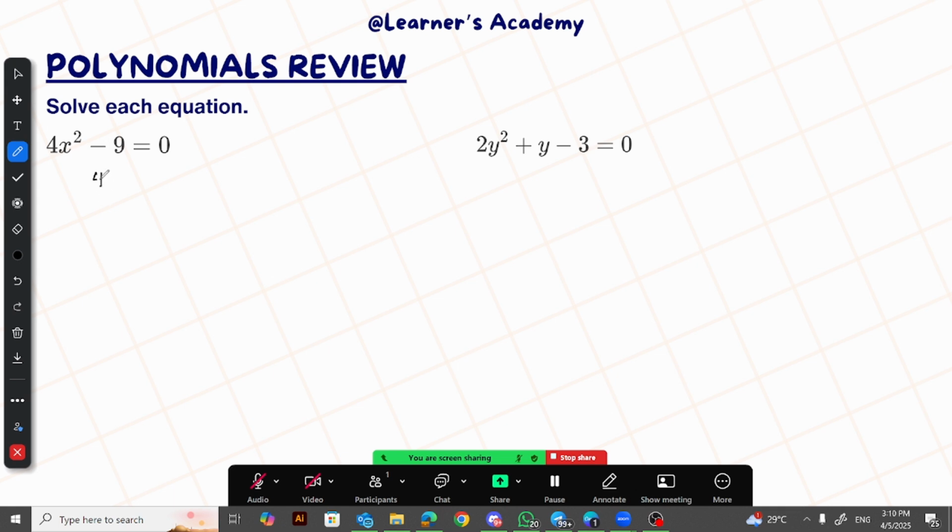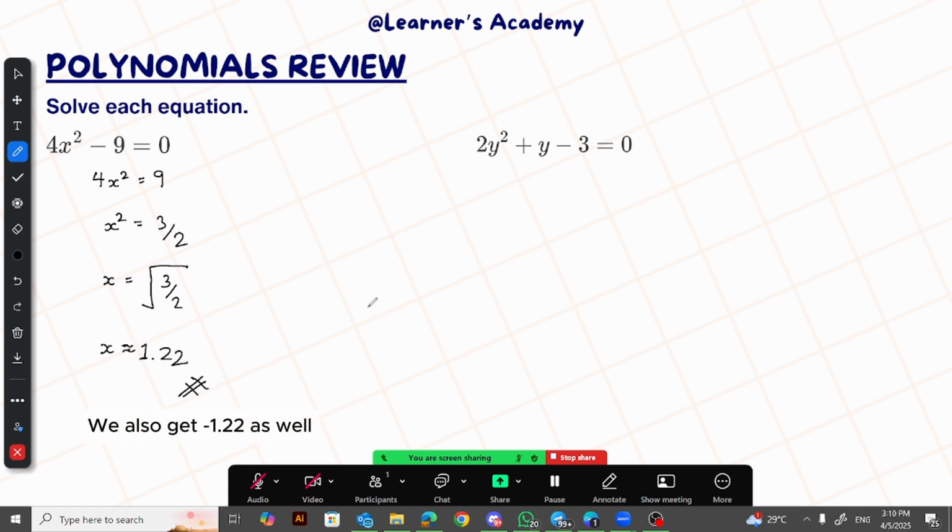So we put 9 to the other side of the equation, which becomes positive, and we divide by 4 on the other side. That will leave us with 9 divided by 4, which if we simplify it becomes 3 divided by 2. Then we put the square root, and if we actually put it into calculation, we will get 1.22, and that's the final answer. Okay, so let's go to the second question.